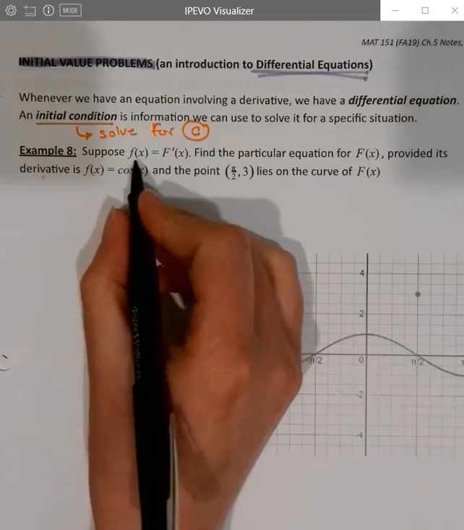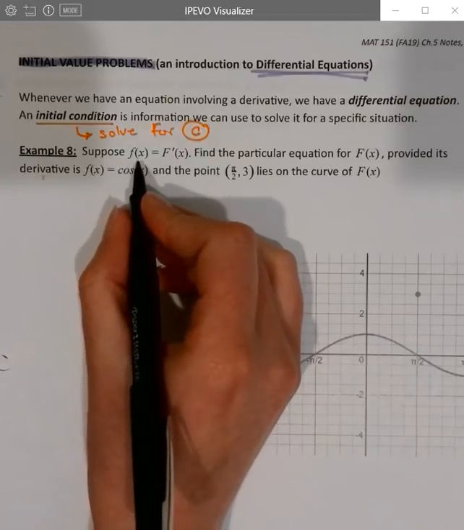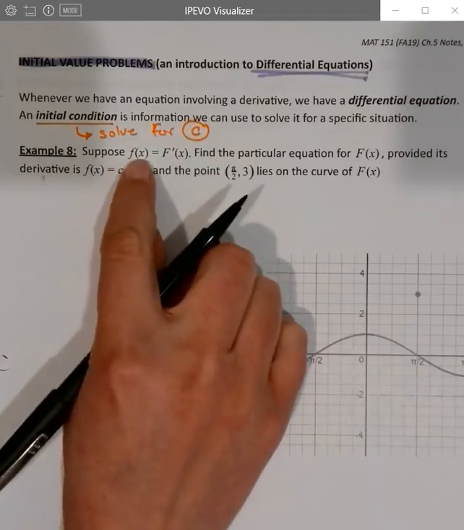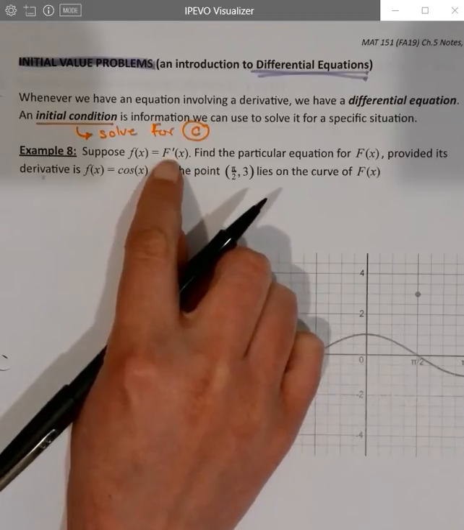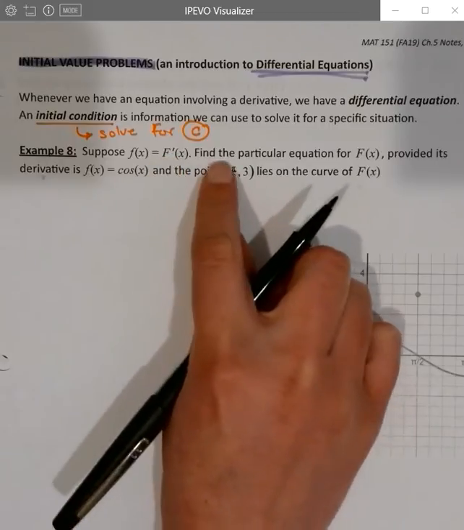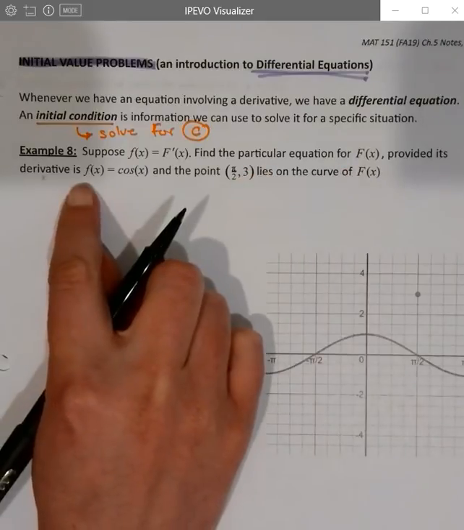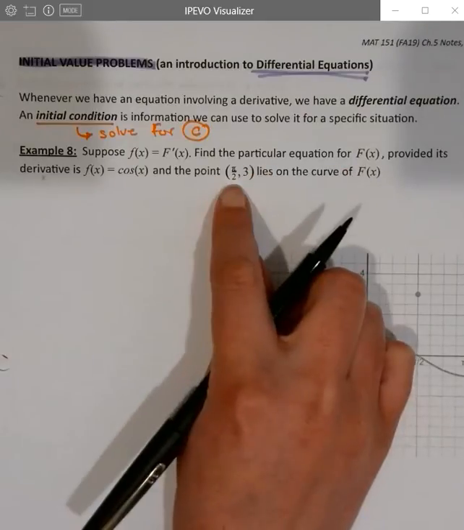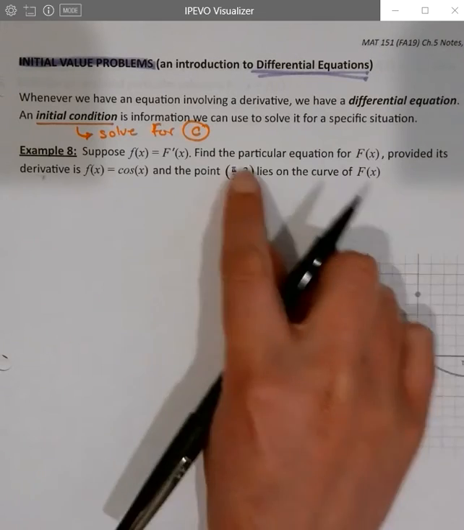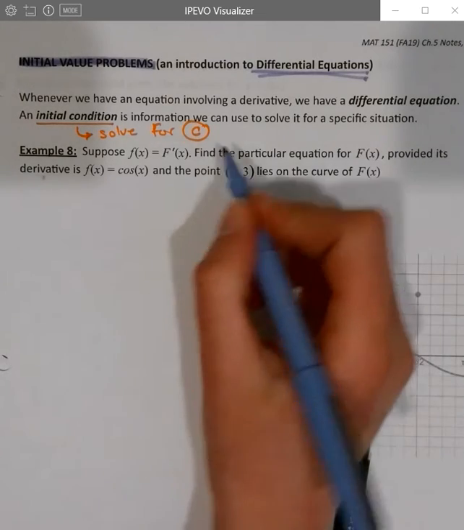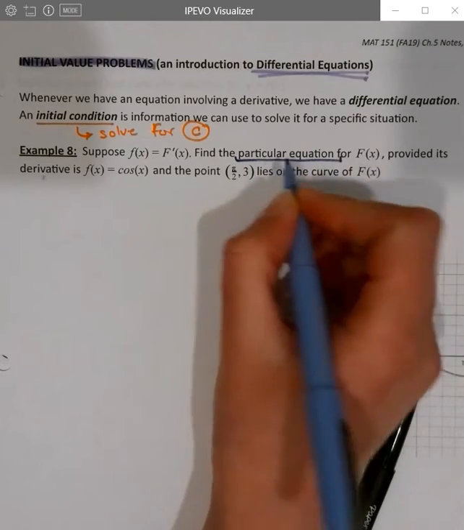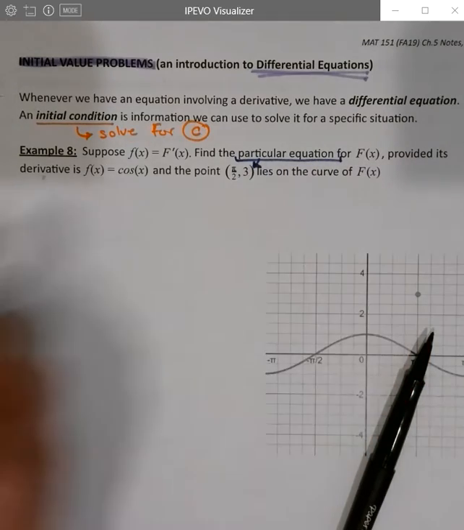solutions. So suppose little f is such that it is the derivative of capital F, so capital F is the antiderivative. Find the particular equation for capital F, provided its derivative is little f equals cosine x, and that this point lies on capital F. So since it is a particular equation, we want to know what the value of c is to make that equation go through this ordered pair.